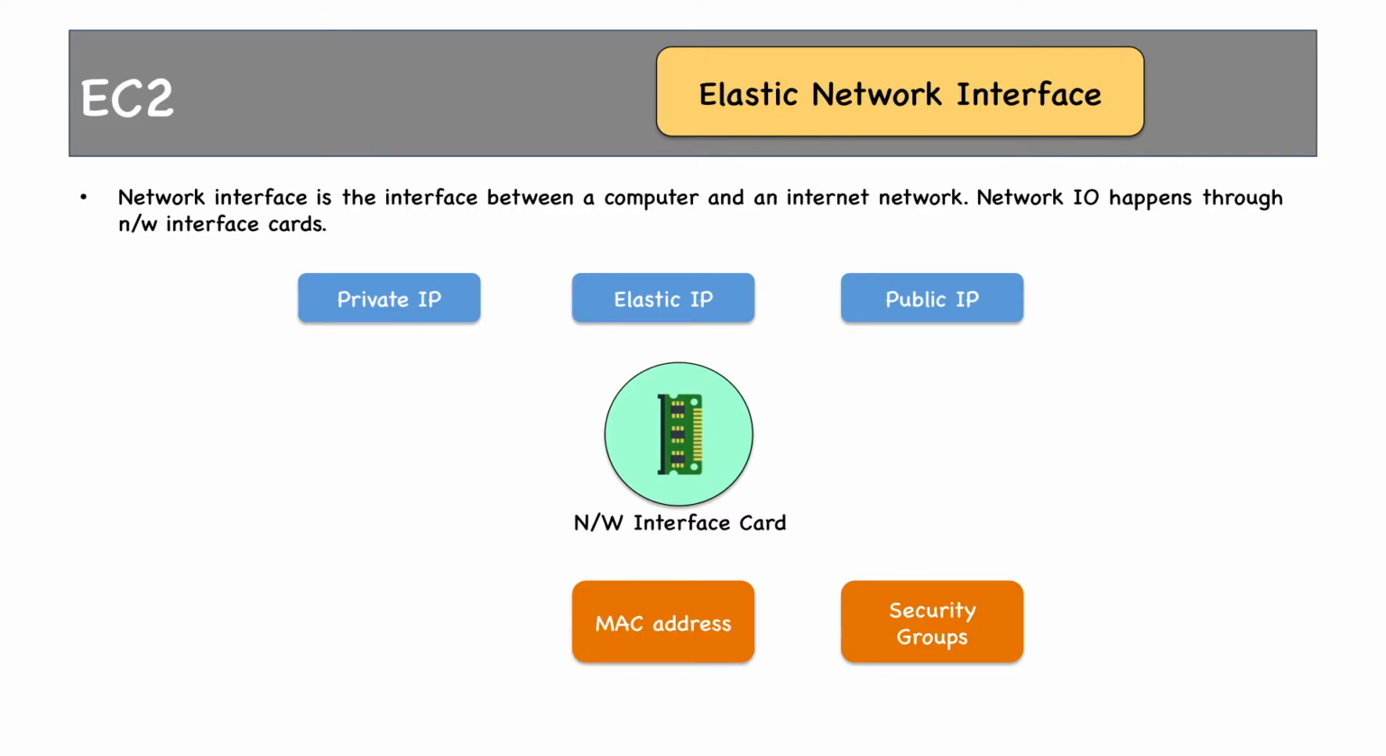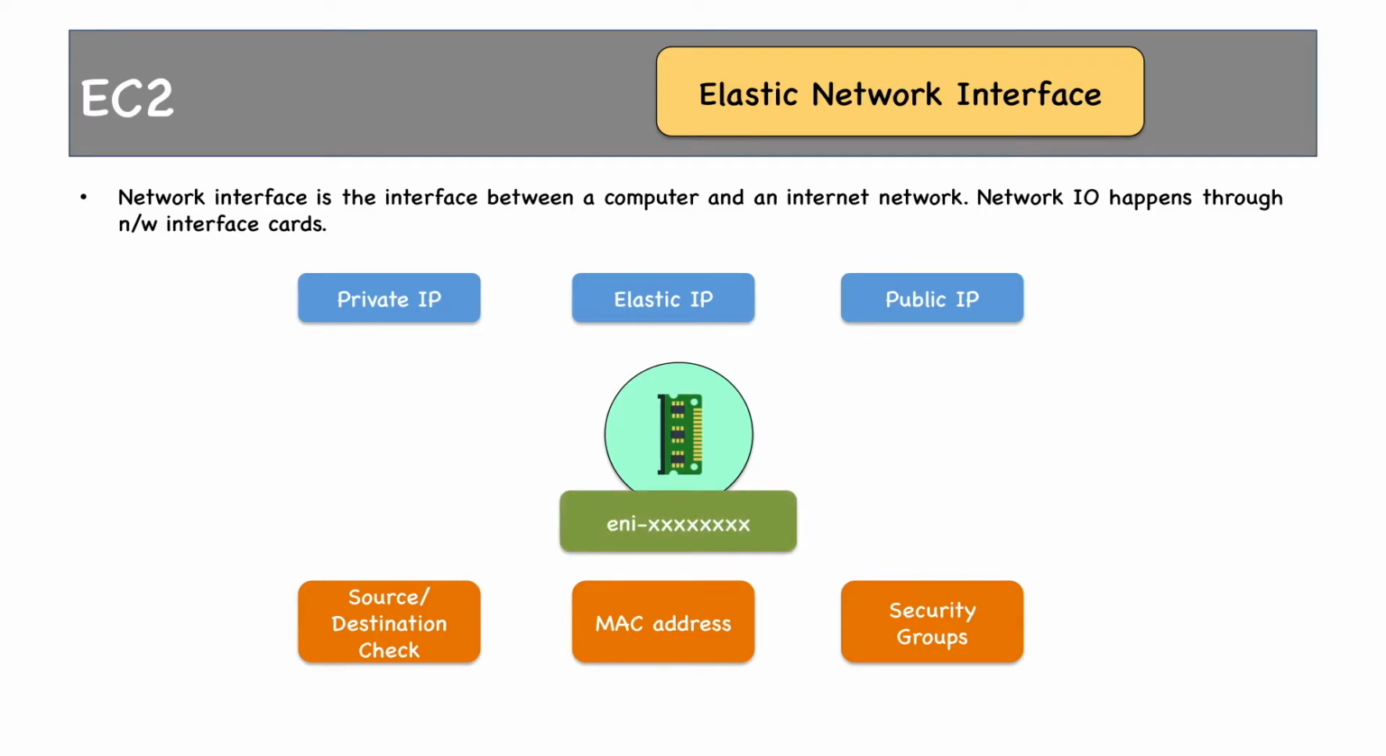MAC address is per network interface basis. You can think of a MAC address as a unique identifier for each network interface out there. Finally, the source and destination check flag can also be associated with network interfaces. You already know what this is. We discussed it during NAT instances setup. Network interfaces are identified like this in AWS: ENI, dash, and then some ID.